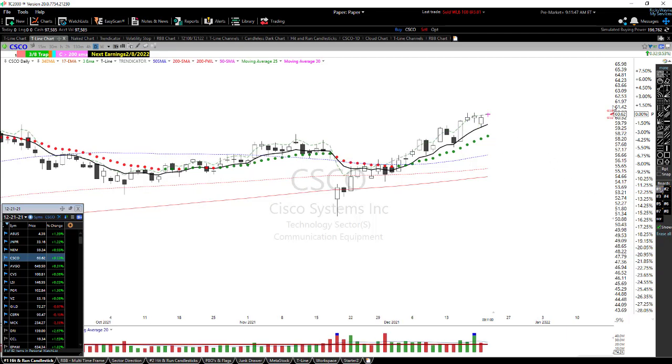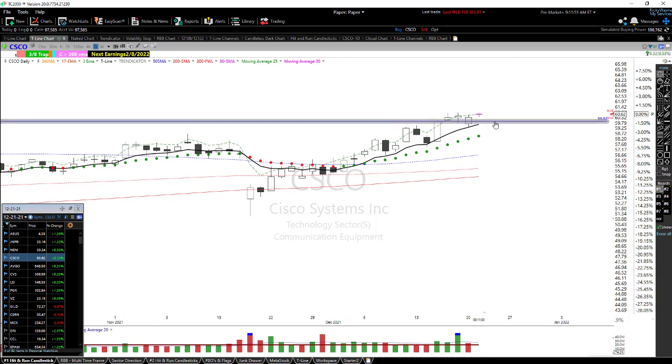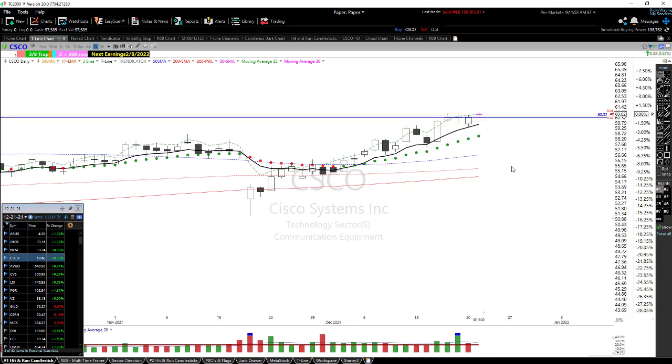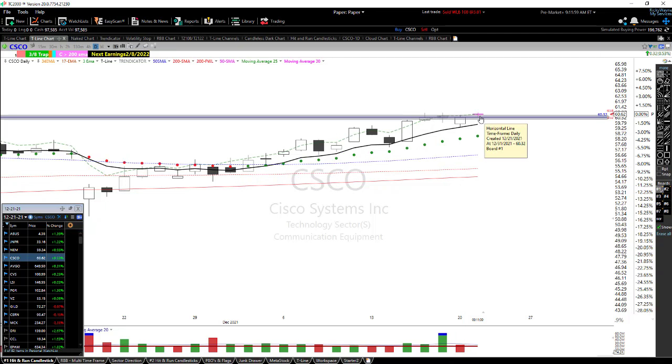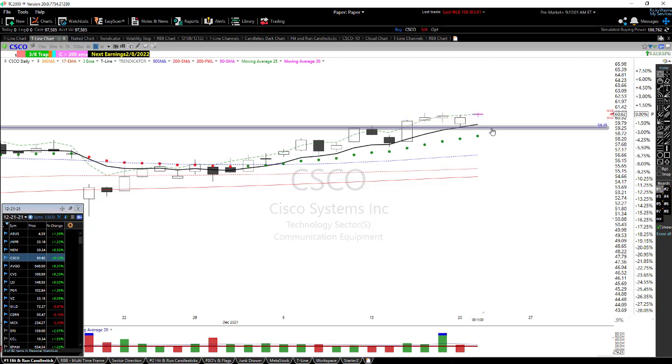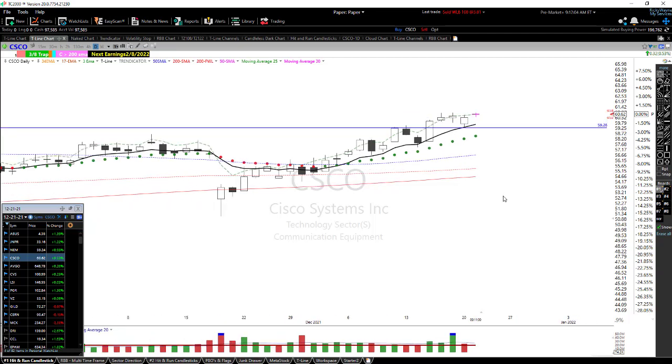So, an easy place to put a stop, by the way, is the pivot low or a low of the previous candle. Sometimes I'll put a stop at the low of the current candle. The problem is it's too close. So this might be a good stop down here. So let's think about it.